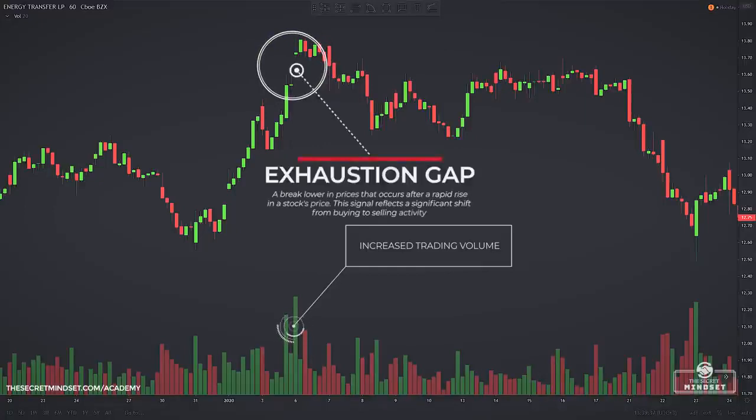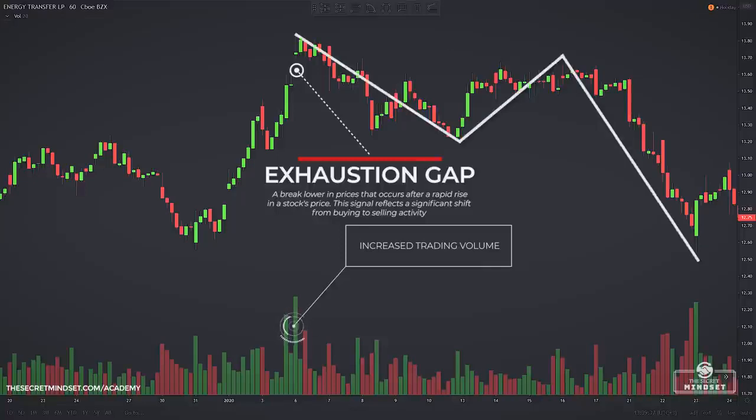An exhaustion gap is a technical signal marked by a break lower in prices that occurs after a rapid rise in a stock's price. This signal reflects a significant shift from buying to selling activity that usually coincides with falling demand for that stock. The implication of the signal is that the upward trend may be about to end soon.